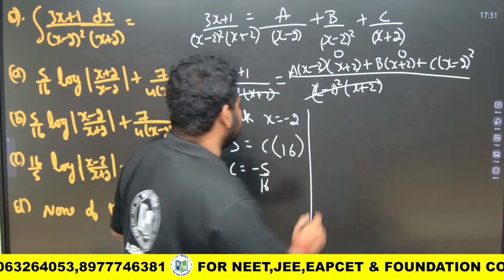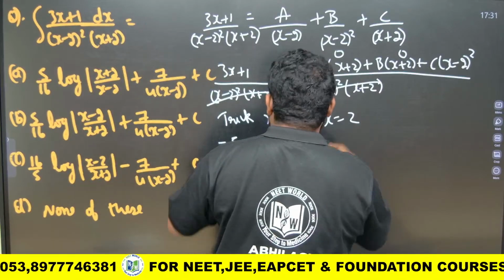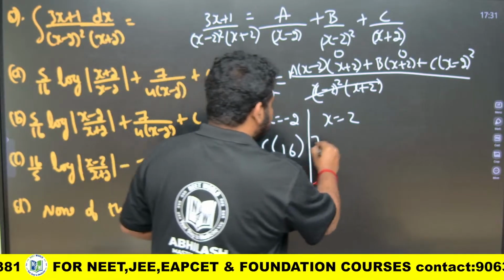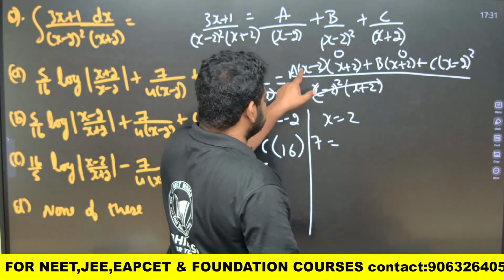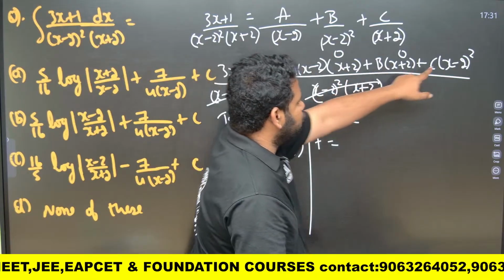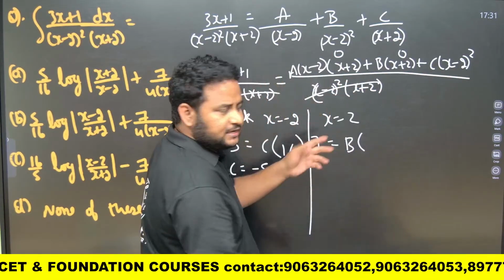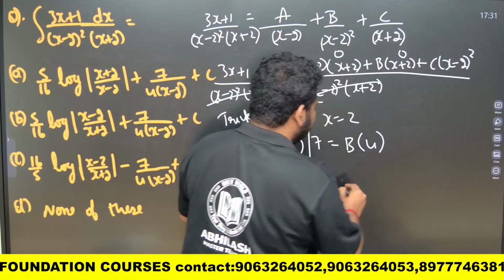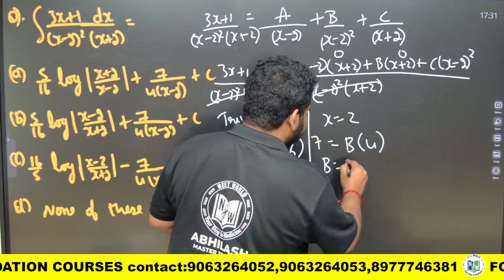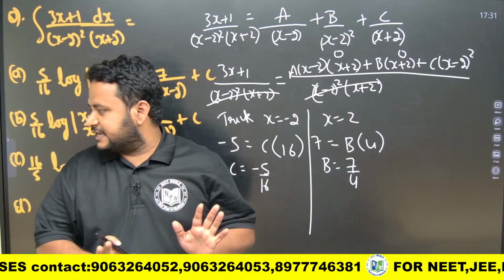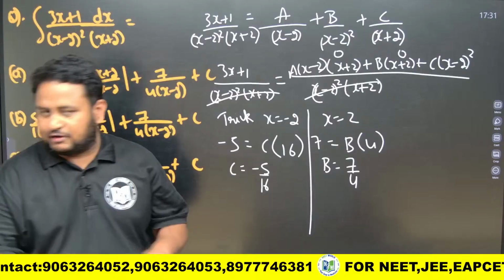Now let me put x equal to 2. If I put x equal to 2, what will I get? 3 into 2 is 6, and 6 plus 1 is 7. What will happen to a? 2 minus 2 is 0, and here also 2 minus 2 is 0, so I will have only b, which becomes b into 4. So b will be equal to 7 by 4, friends. Like this I get it. So b is equal to 7 by 4.